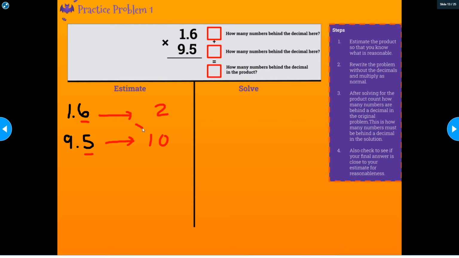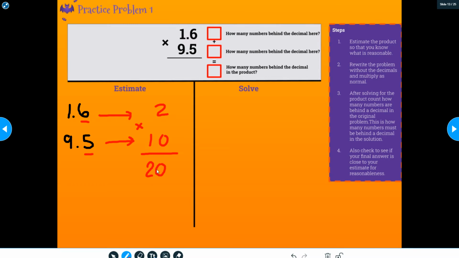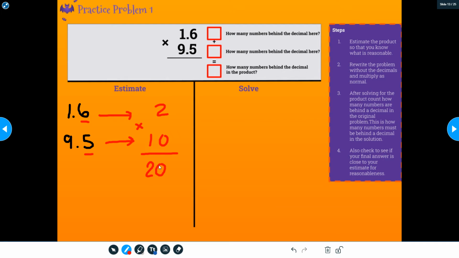All right, so now we're going to multiply 2 times 10. 2 times 10 is 20. So our estimated product is 20. Now, this just means that this is reasonable for our answer. It means that when we finally get our answer after we multiply the original factors, it should be around 20.